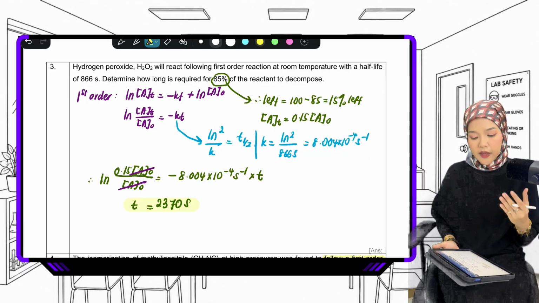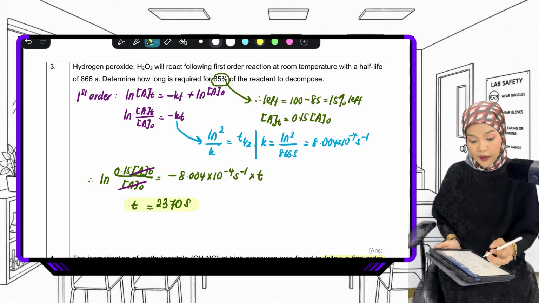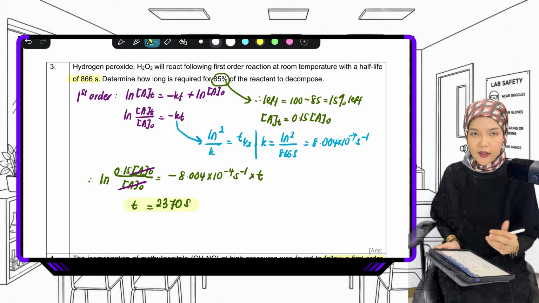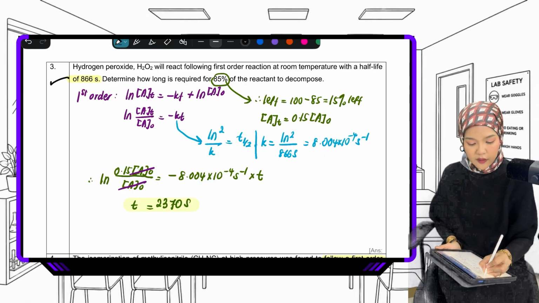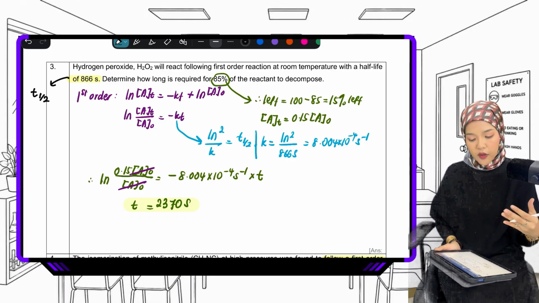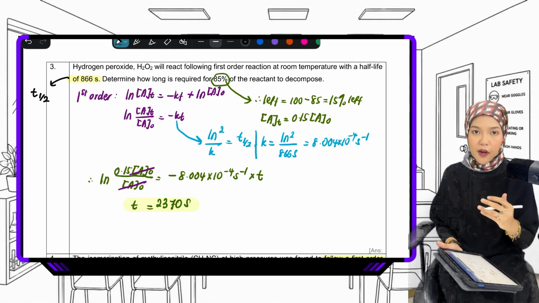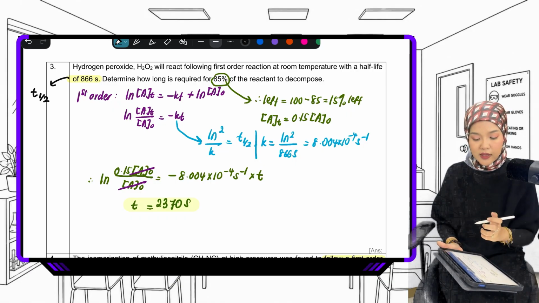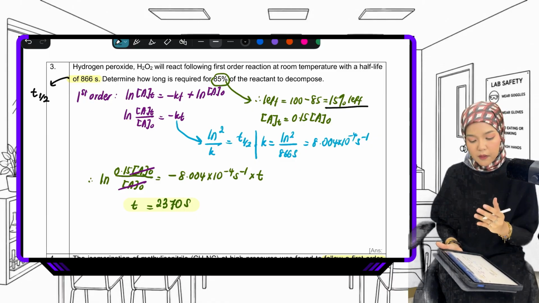Hydrogen peroxide will react following a first order reaction at room temperature with a half-life of 866 seconds. So this is your half-life, you can write this as T half. Now the question said determine how long it is required for 85% of the reactant to decompose. Decomposed is 85%, so the left amount is going to be 15%.